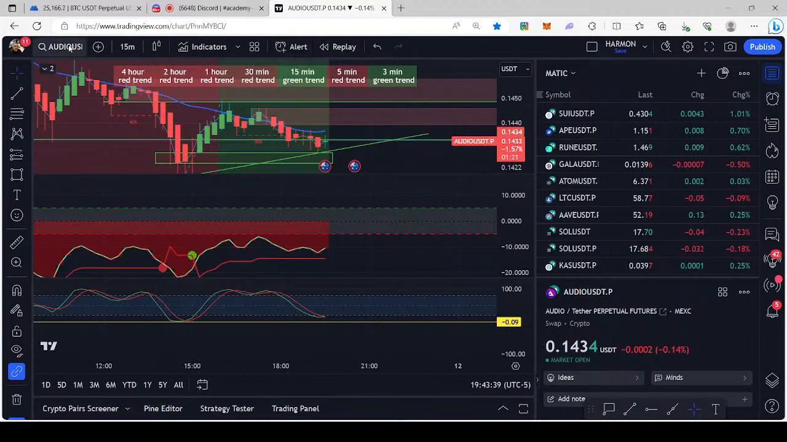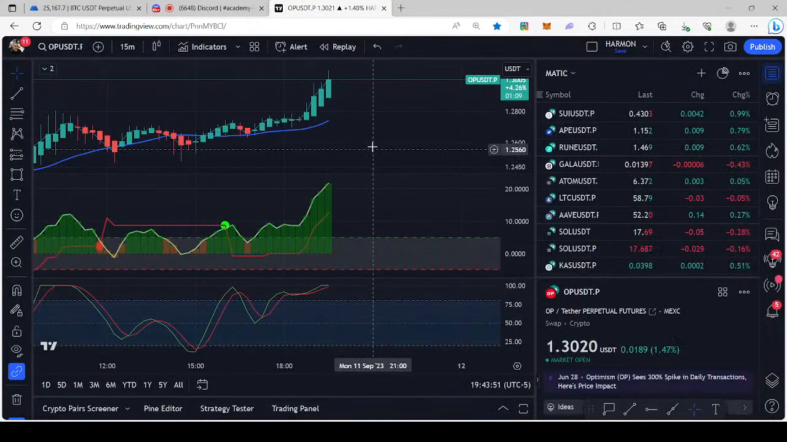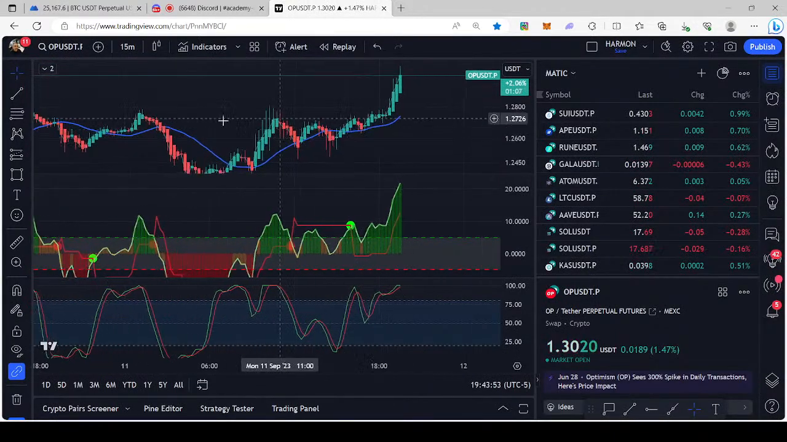BC, were you going to cover anything on fair value gap? I think you had that. Yeah, we're going to cover some fair value gap. What was the OP? Is that what you're looking at? Yeah, there might be an entry right now.